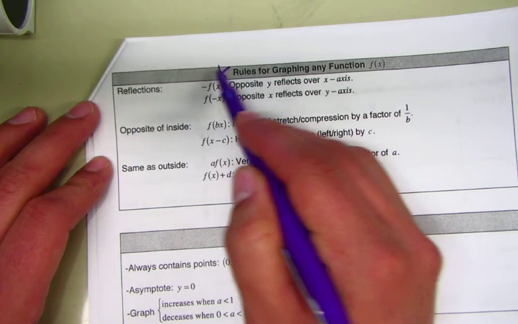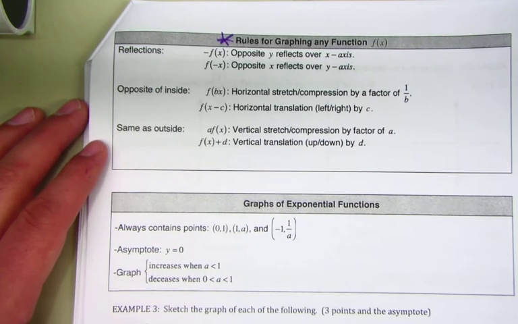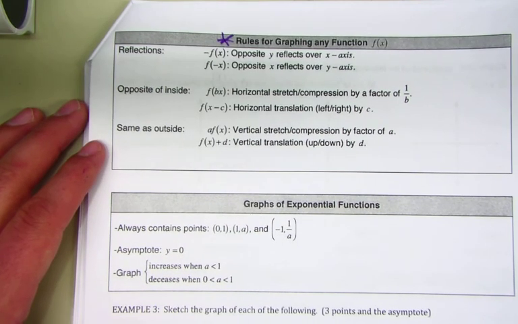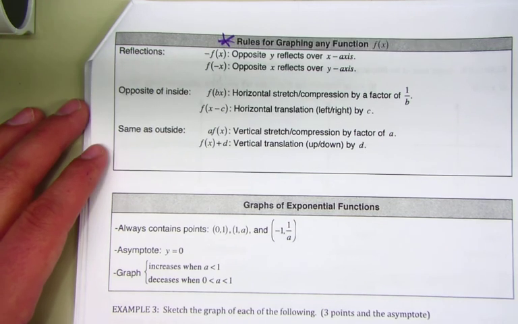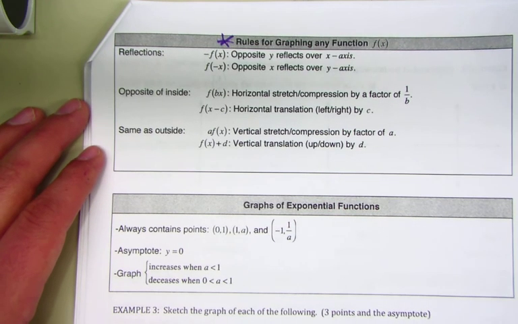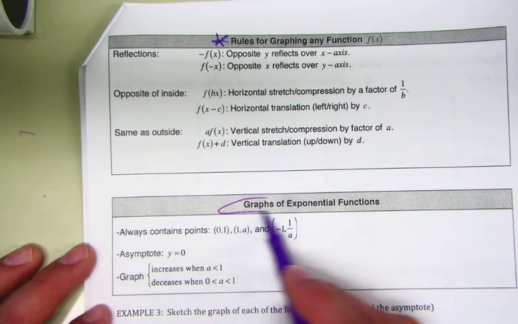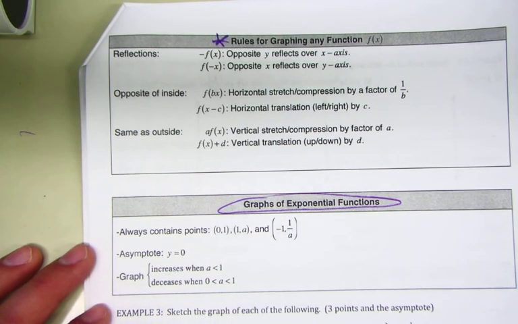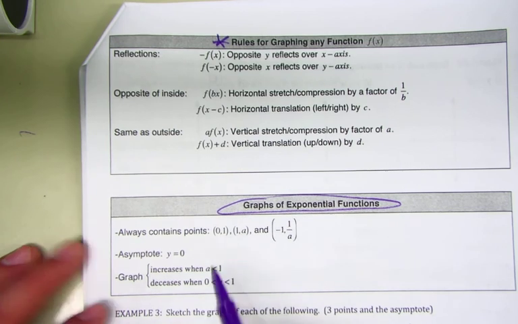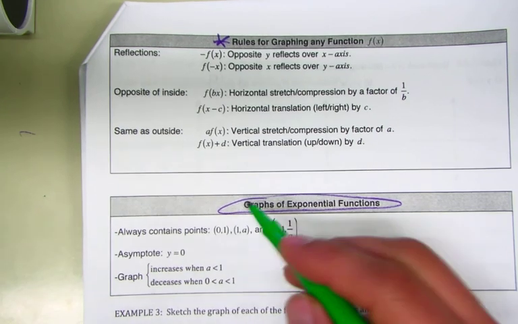Here's a review for the rules of shifting graphs and translations. We've done all this before. I'm not going to spend time teaching it again. If you forget how things work, here's a nice little summary for you. What I do want to focus on now is the graphs of these exponential functions. And this is actually a very important thing right here.